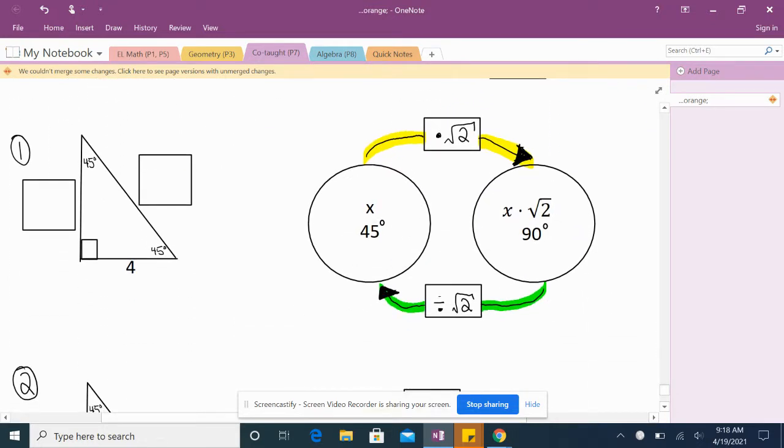Number 1, we have 4. This is next to the 90-degree angle, so this is my x, because this is a leg.